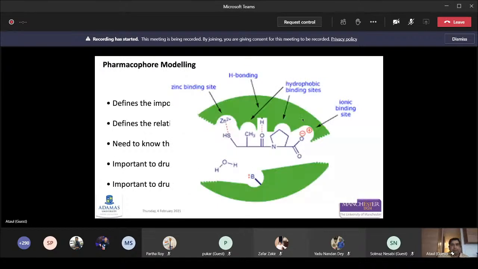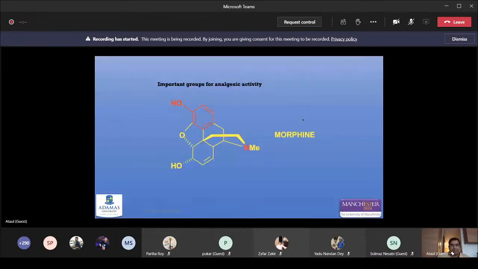Suppose I explain one example very briefly: morphine. Morphine is important for analgesic activity. In morphine, the red portion, the hydroxyl group, the methyl group, and here the nitrogen, these three groups are important for the analgesic activity. The remaining portion of the molecule is important to hold these three groups in such an orientation that it can exhibit the analgesic activity.